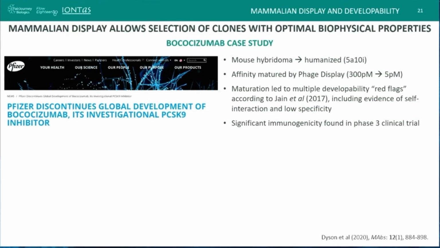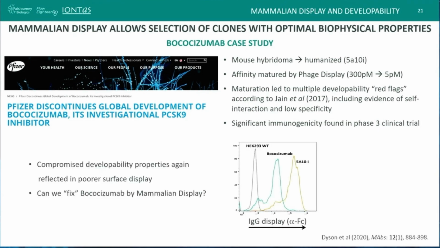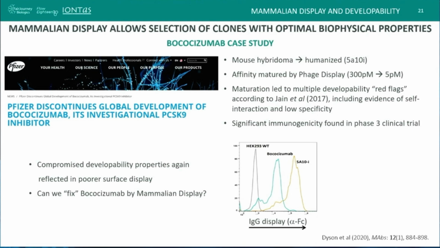And many others now. And of course, there was significant immunogenicity in phase 3, with approximately half of patients exhibiting anti-drug antibodies to this thing. So when you put bococizumab and its precursor into the mammalian display system, once again, you can see that the compromised developability of bococizumab is manifested in a lower display level on the cell. Again, of course, the antibody was formulated and taken to phase 3. And of course, you might not have picked this one had you known that and used the mammalian display as the platform to deliver it.